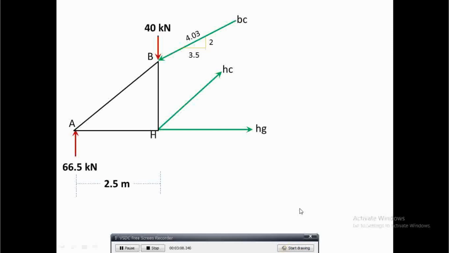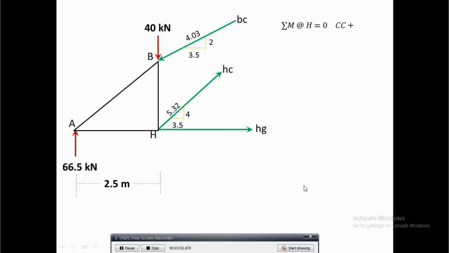For member BC, the height is 2 and the horizontal length is 3.5. The slope is 4.03. For HC, the height is 4, the length is 3.5, and the slope is 5.32. I chose slopes compared to angles because slopes are easier for me. So, if I take summation of moments at H, why moment at H? Because when I take moments at H, HC and HG become zero. My only unknown is BC. Right?